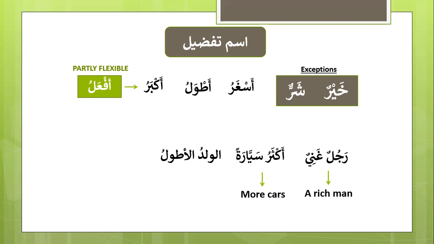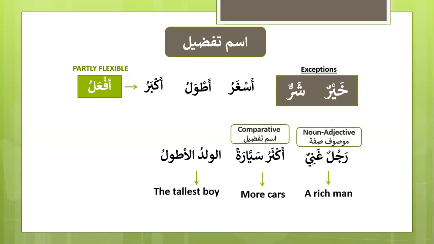Al waladul atwalu, the tallest boy. Now, amongst all these, which one do you think is comparing something? Rajulun ghaniyun, a rich man. Al waladul atwalu, the tallest boy. This is superlative. There's no comparison. Aktharu sayyaratan, that means I have some cars, but you have more cars than me. So that is comparative. So this is noun adjective, this is comparative, and this is superlative.